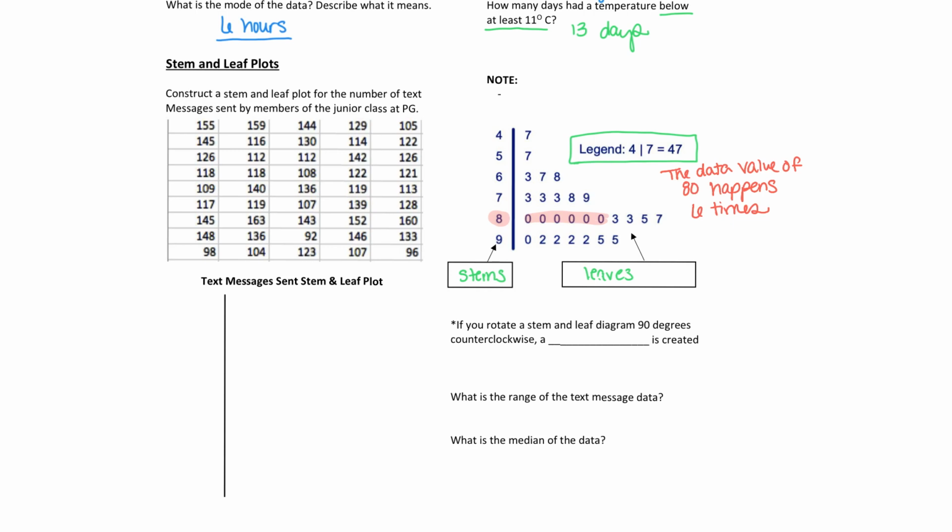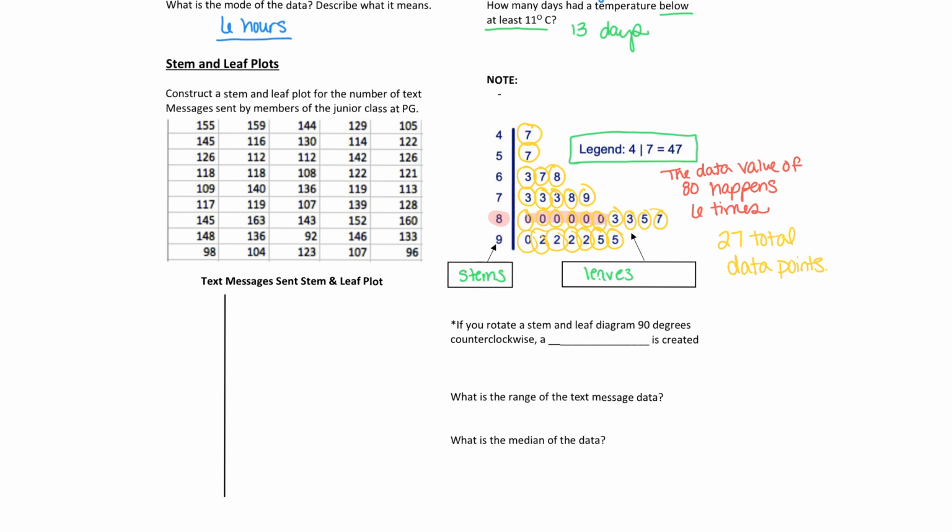I can also count how many total data points I have here by counting the leaves. I've got 1, 2, 3, 4, 5, 6, 7, 8, 9, 10, 11, 12, 13, 14, 15, 16, 17, 18, 19, 20, 21, 22, 23, 24, 25, 26, 27. So I have 27 total data points, or entries here. If I was going to ask, like, what is the mode of the data for this question?